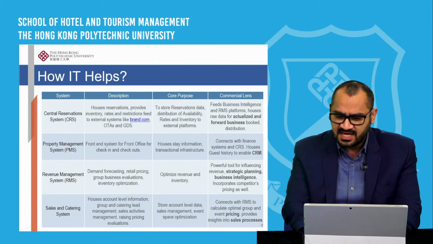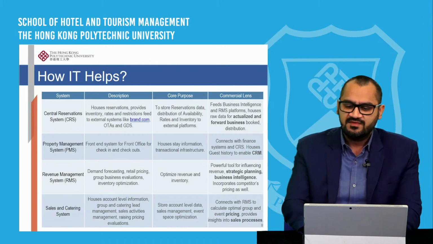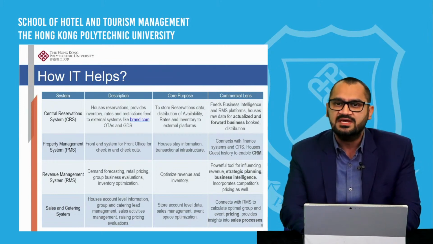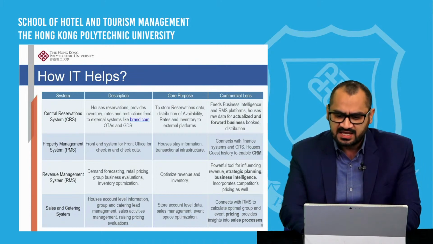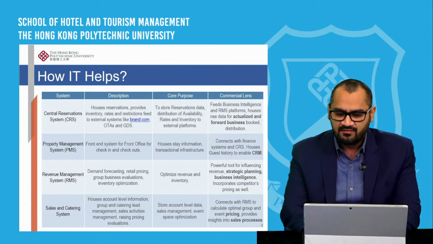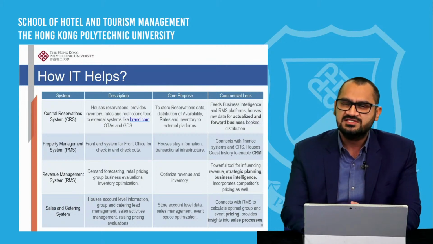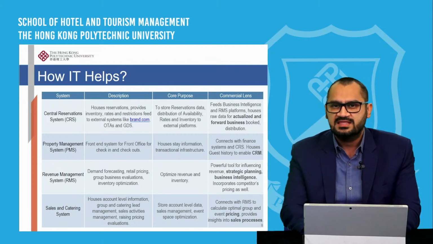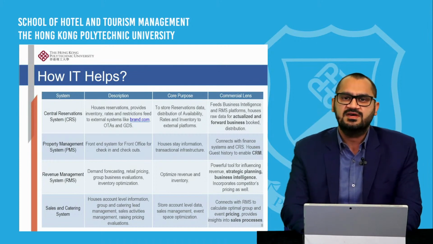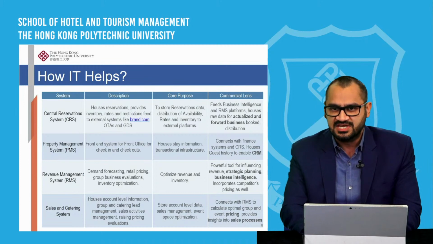Next, we will see the Sales and Catering System, which is the primary system used by sales associates. It enables maintaining a database of accounts and sales calls history, and is used for group business segment management. It is usually connected with the revenue management system for group price evaluation, which is a process of understanding the cost of displaced transient revenue and then coming up with a group rate suggestion accordingly.